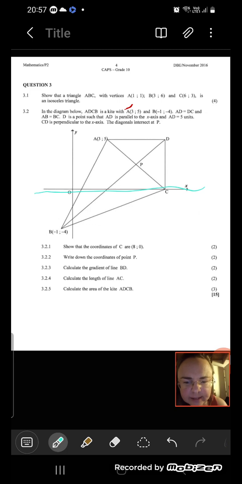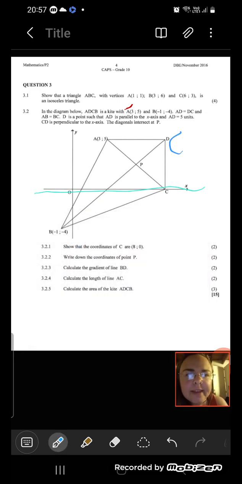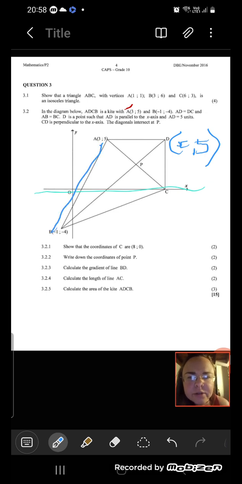What does that also tell us? It's probably going to pop up in the questions. That means that whatever this D is, it has an x value, and its y value is 5. Okay, cool. So AD is equal to DC. I like this. And AB is equal to BC. Cool, I like that.